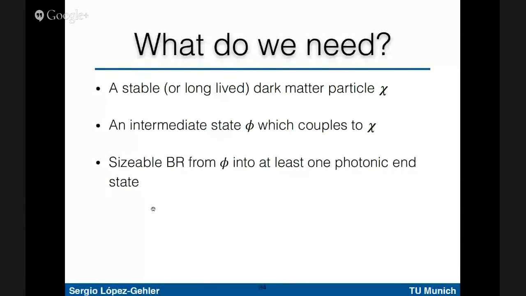We could even forget about this third ingredient, the sizable branching ratio, because physically we would have a box regardless of the size of this branching ratio. However, since the background is huge, for our detection in our instruments we need a sizable branching ratio of phi into photons.